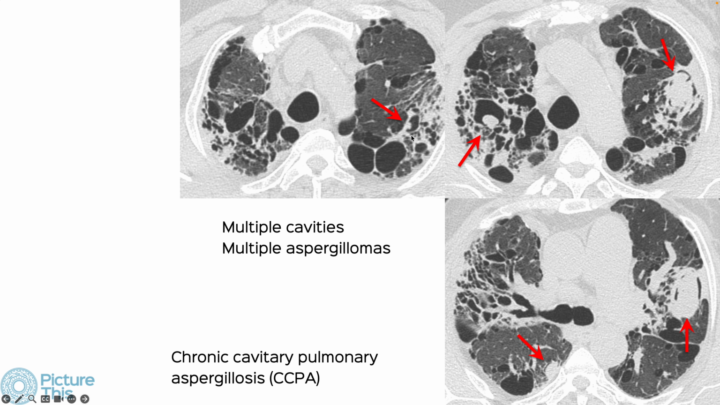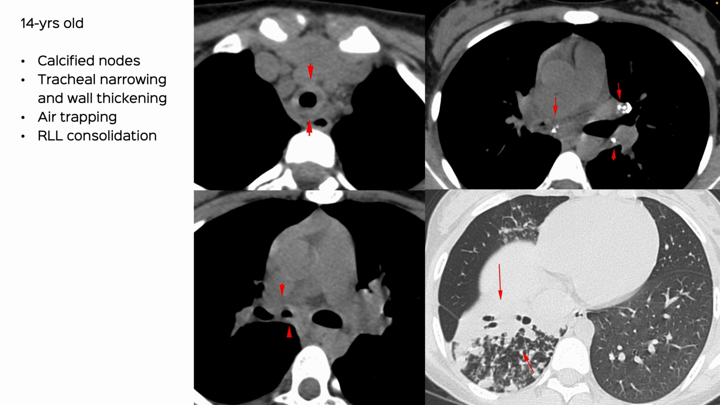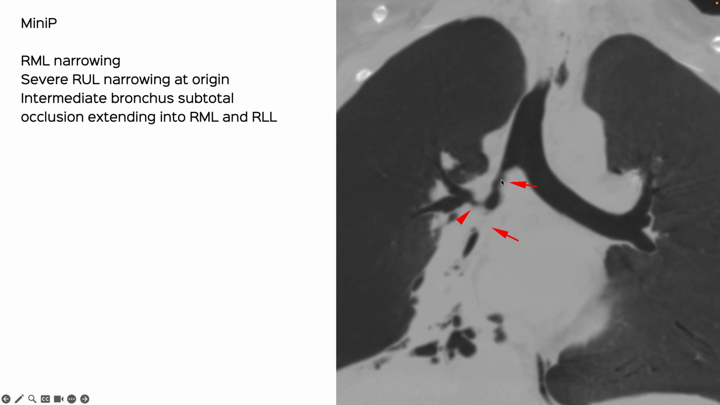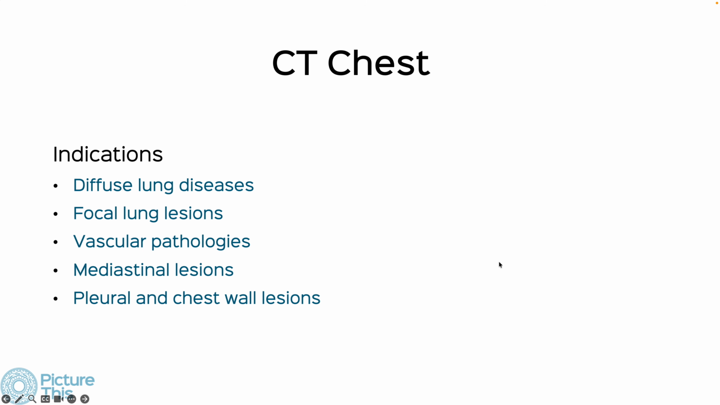We have these patients with post-tuberculous lung disease who get secondarily infected with fungal balls. We call it chronic cavitary pulmonary aspergillosis. And TB can also involve the tracheobronchial tree. And we see here this patient who has involvement of the trachea, the right main bronchus, post-obstructive changes, and we can do these reconstructions to show the involvement of the bronchial tree.